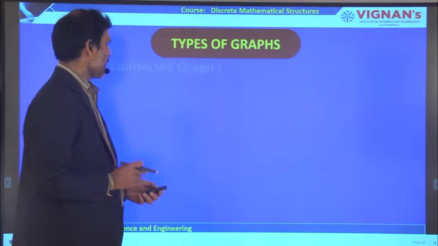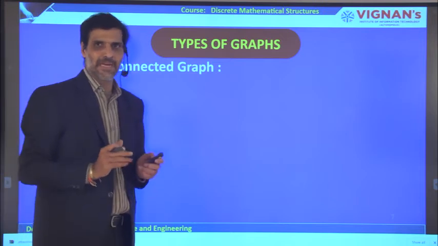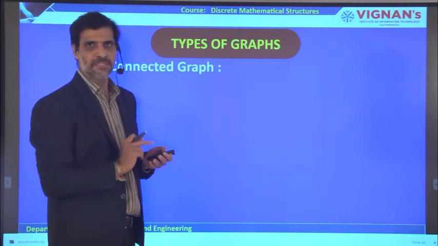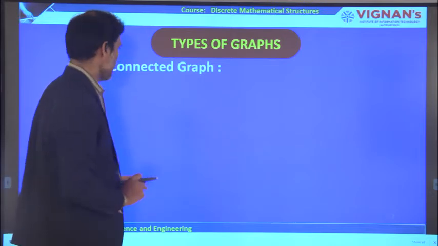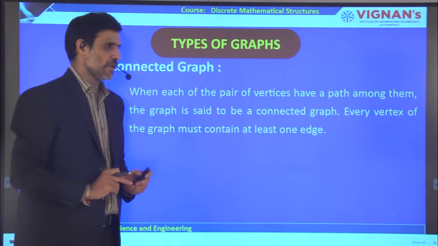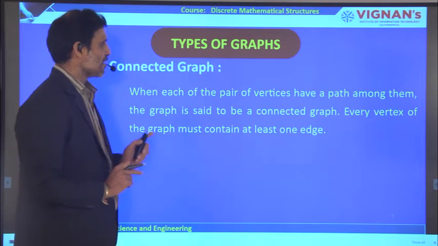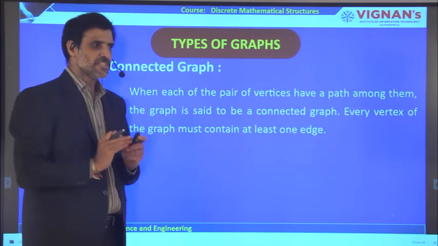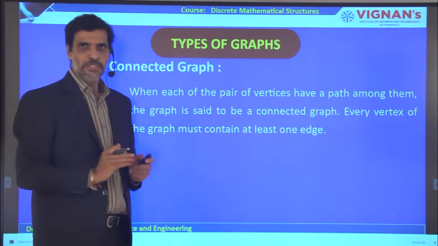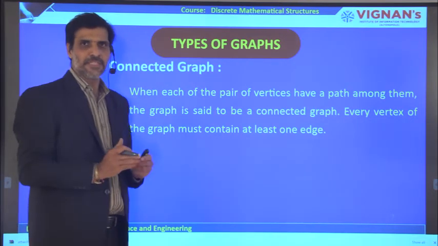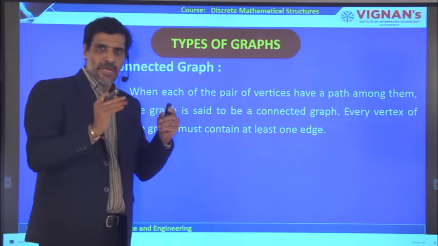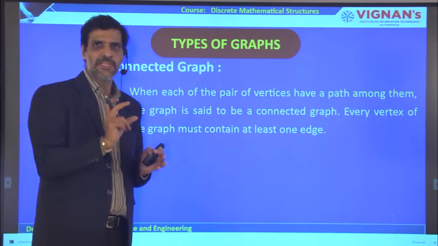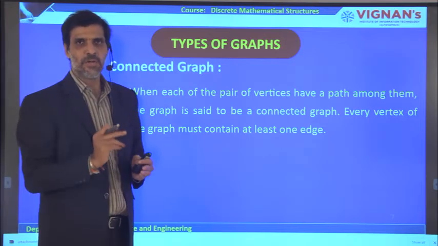Now coming to the next one, connected graph. What do you mean by a connected graph? We discussed the null graph, the trivial graph, and the simple graph. Now coming to the connected graph. Let us go through the definition. When each pair of vertices has a path among them, the graph is said to be a connected graph. Means what? If you have vertices in a given graph, all the vertices should be connected. That means there should be an edge between each of the given pairs of vertices. Then only we can call it connected.